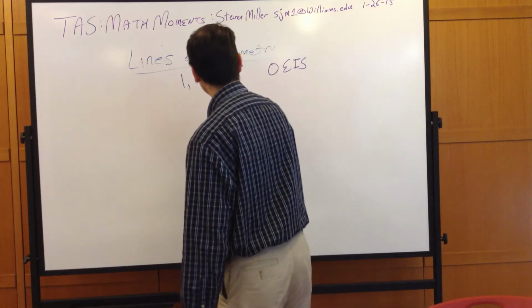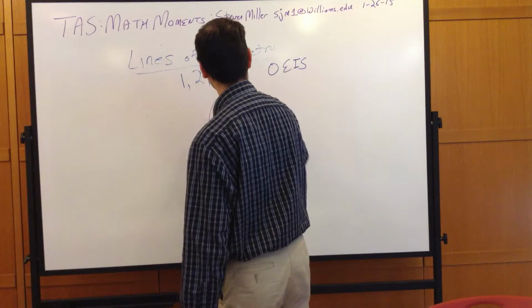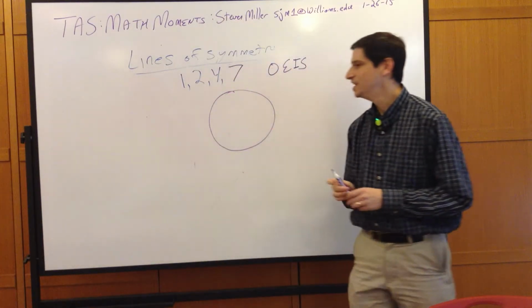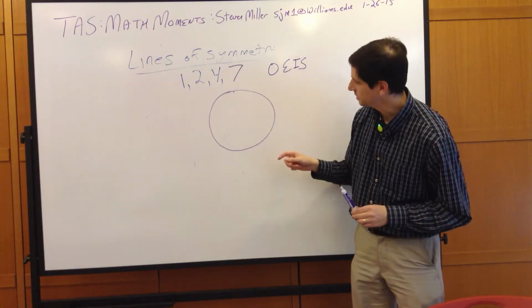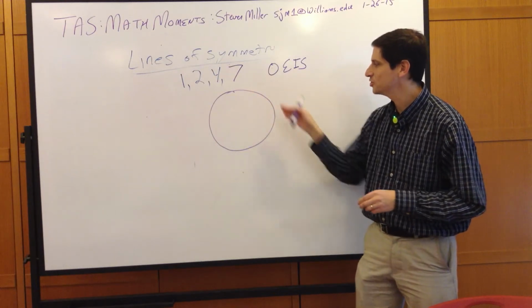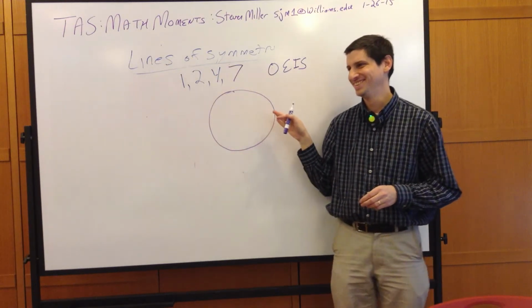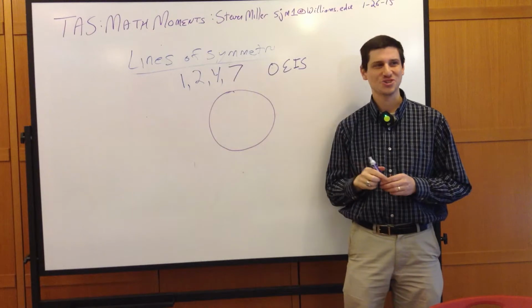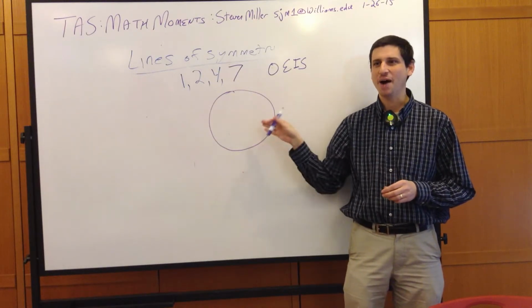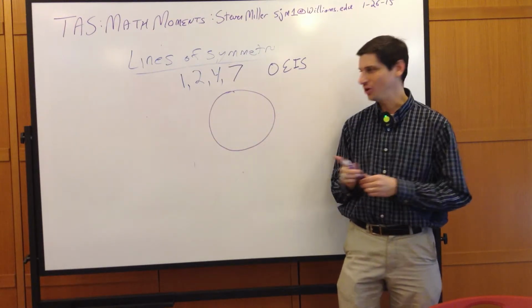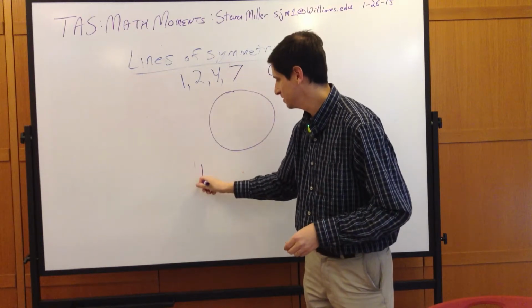So, poorly drawn, but, oh, I'm sorry, it was just deflated a little bit. All right, so we have a circle. How many regions? 1. That's the first term of our sequence.